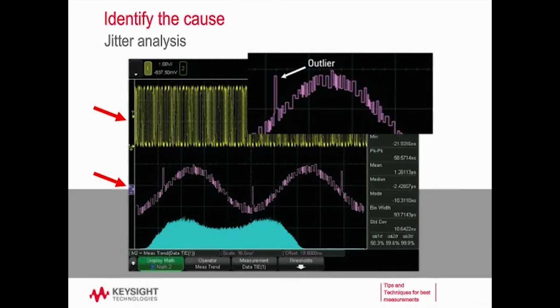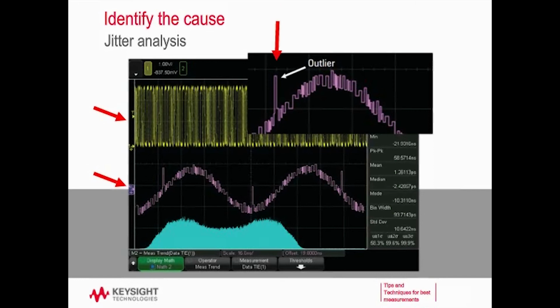And if my edges drift too far ahead or behind of that ideal edge, then I'm going to start having issues at my receiver. So I can see I have this sinusoidal trend to my jitter measurement, my time interval error measurement. This implies to me that there's some aggressor signal. And what I could do then is go in and find the frequency of this trend, and that would help me identify what the aggressor signal is.